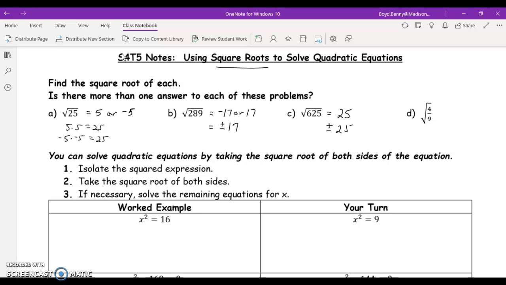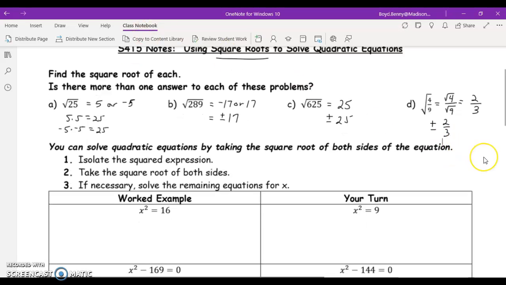Okay, now let's take a look at the square root of 4/9. Now, if you'll recall back when we did radicals, when we see this type of setup, the radical of a fraction or a division problem, we can rewrite that as the radical of the numerator divided by the radical of the denominator. Well, the square root of 4 is 2, and the square root of 9 is 3, so this would either be positive or negative 2/3.